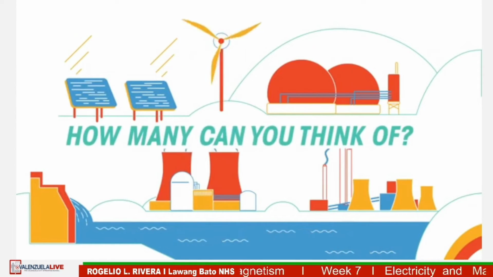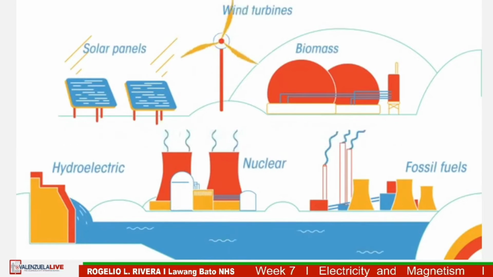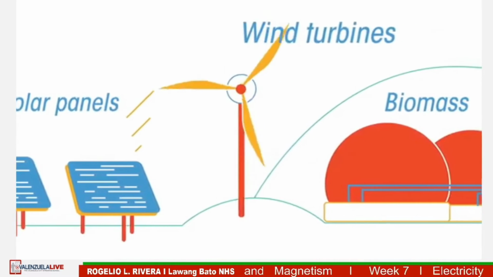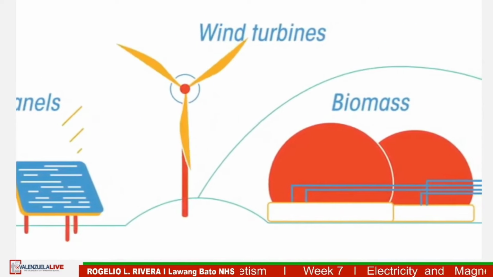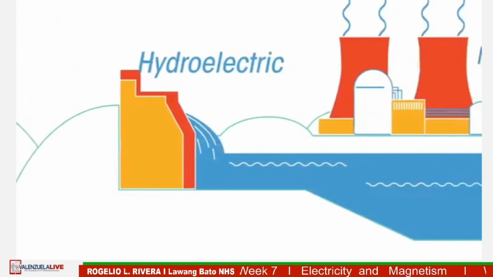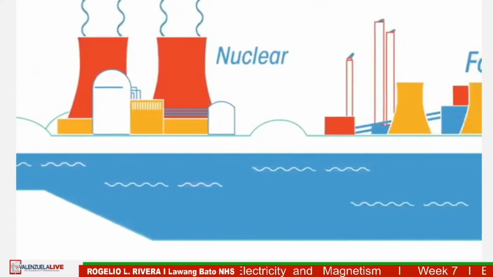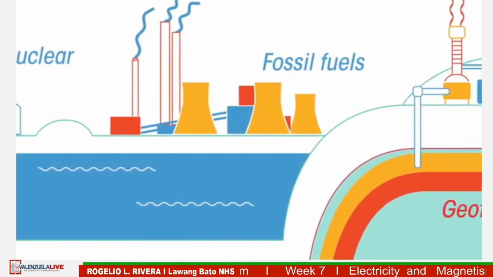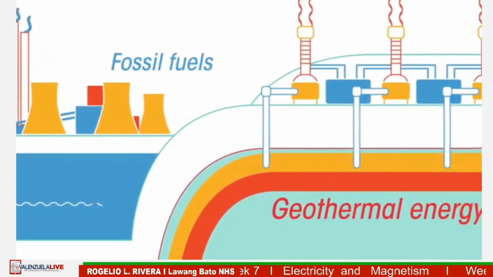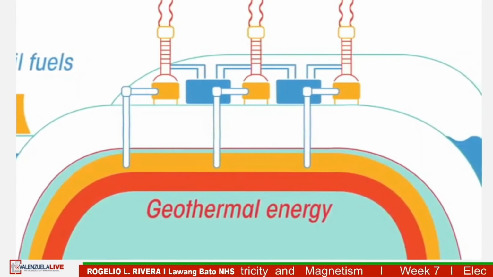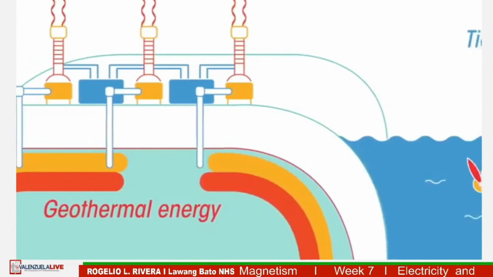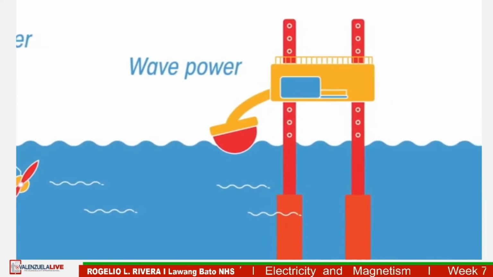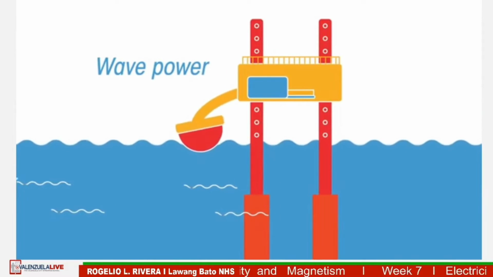How many can you think of? Some are shown in this image. Solar panels, wind turbines, biomass, hydroelectric, nuclear, and fossil fuels. And then there is also geothermal energy, tidal power, and wave power as well. Except for burning fossil fuels and nuclear, the rest are renewable sources of energy.